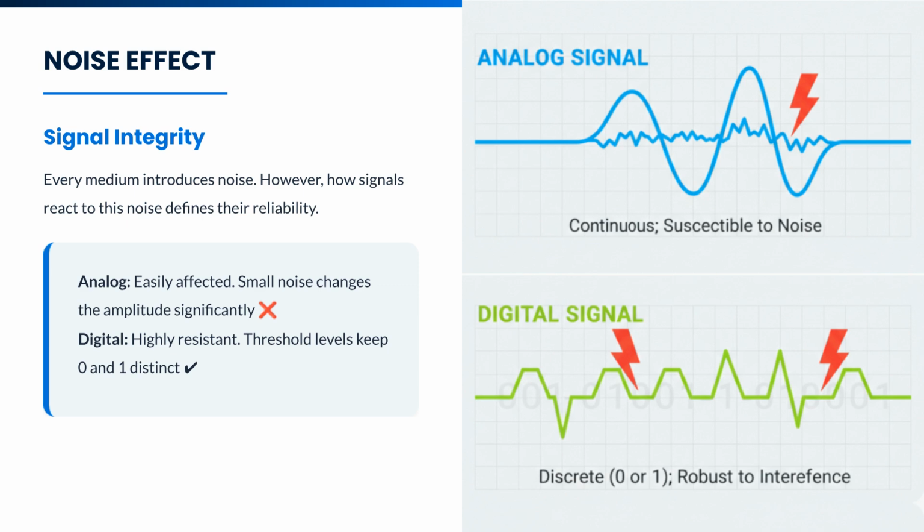Signal integrity is determined by how signals react to noise. Analog signals are easily affected. Small noise changes the amplitude significantly. Digital signals are highly resistant because threshold levels keep the 0 and 1 states distinct.